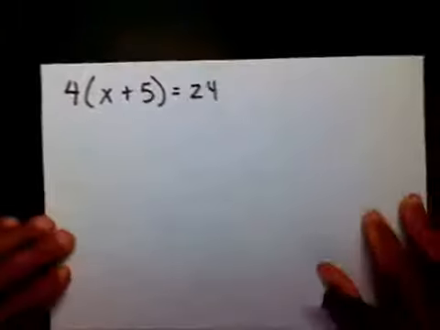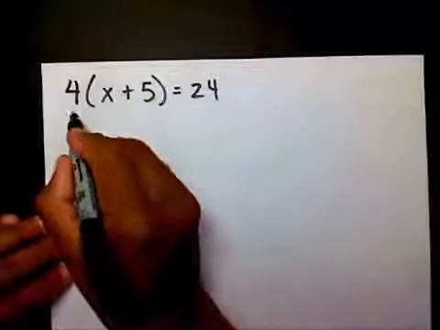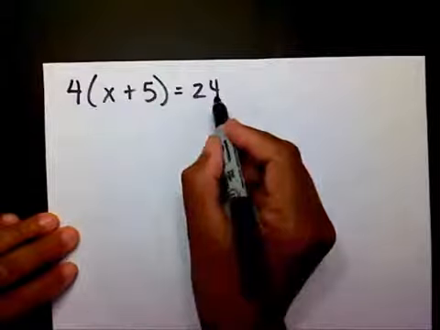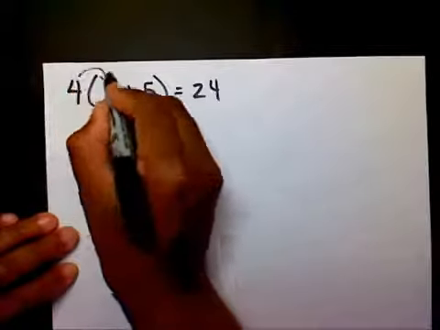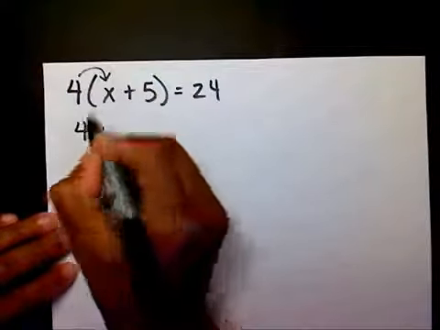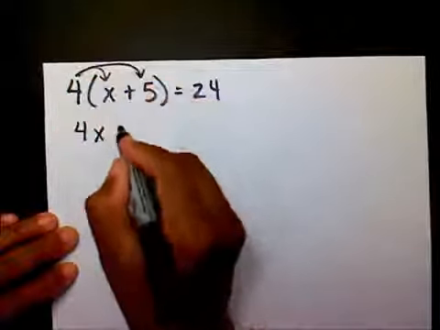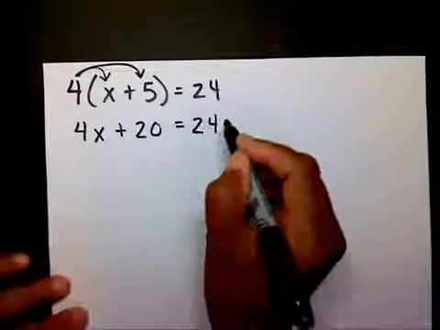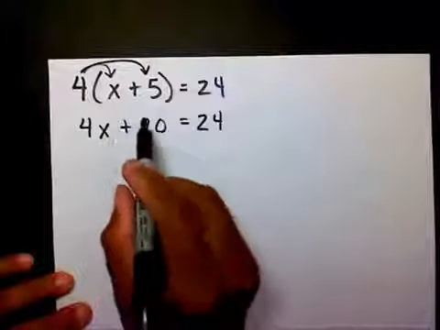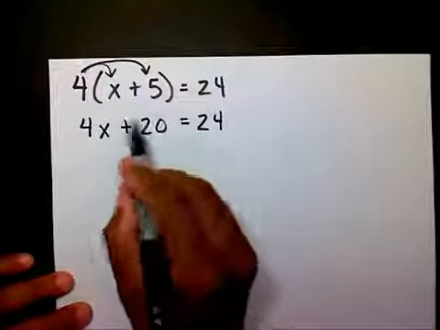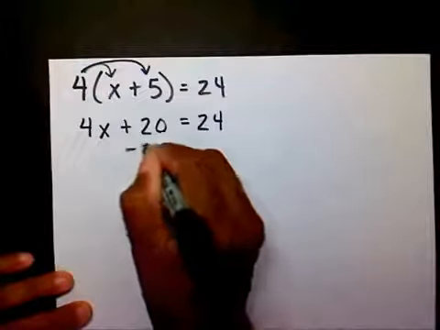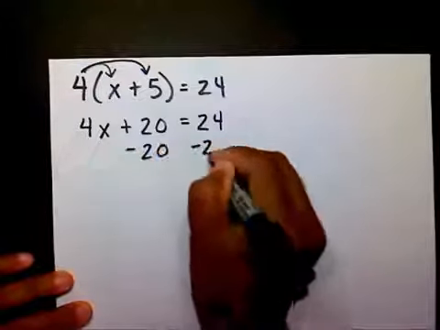Our first problem is 4 times x plus 5 equals 24. I want to multiply my 4 times my x, which is 4x. Then I'm going to multiply my 4 times 5, which is 20, equals 24. Again, I want to first move my constant that's here on the side with the x. So I'm going to subtract 20 on both sides.